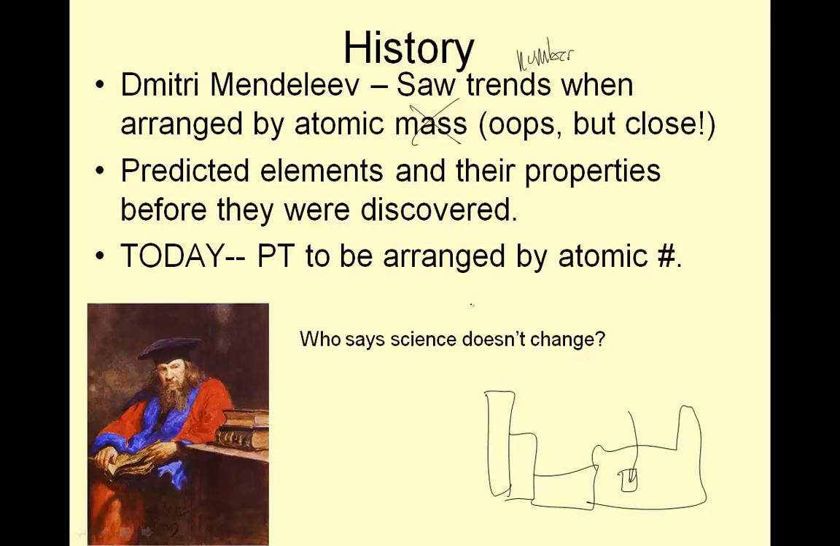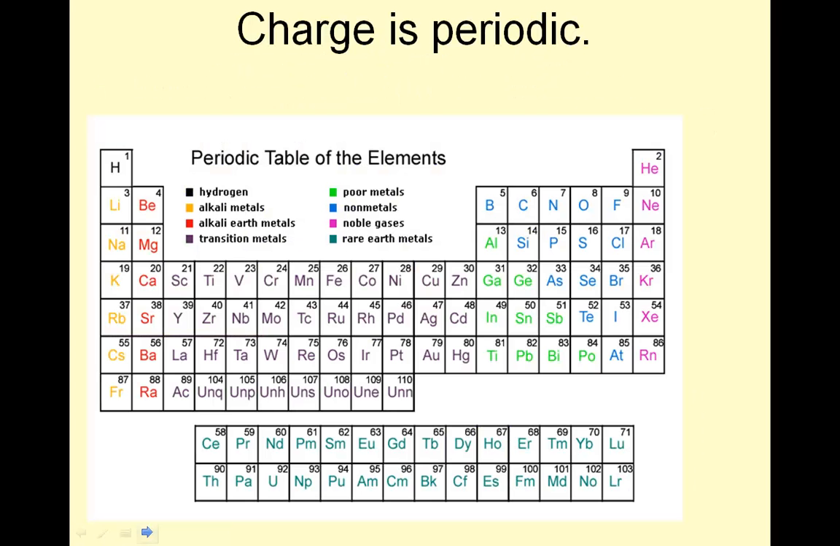Who says science doesn't change? Dumb people say science doesn't change. Science changes. So Mendeleev was smart. He had a good idea. He had a smart wrong answer, and then we made it a better wrong answer. You'd know the name Mendeleev. He predicted elements and their properties before they were discovered. Yay, Mendeleev.